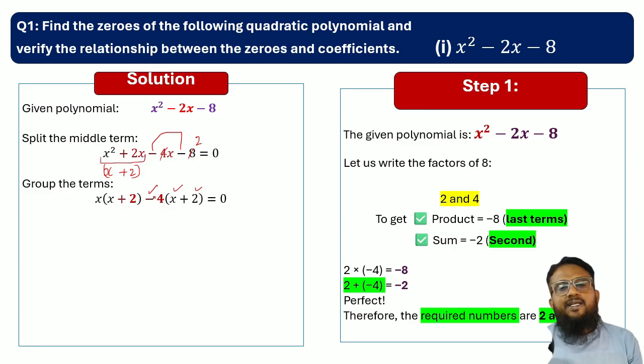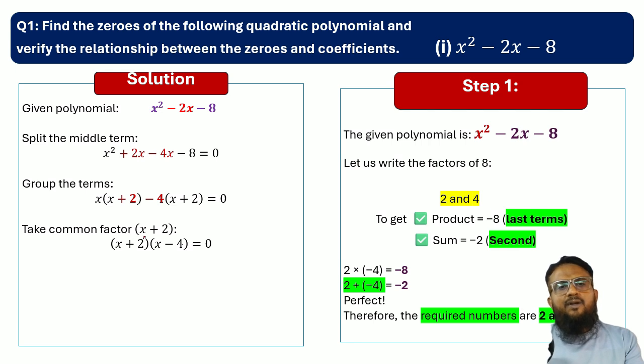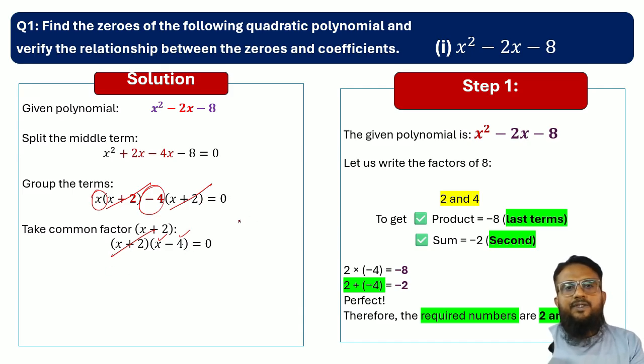If I take a minus outside of the bracket, the inside becomes plus 2. This is very important, students. Take the common factor x plus 2. This x plus 2 is common, so we get x plus 2 and x minus 4 equals 0. Then what do you have to do, students?